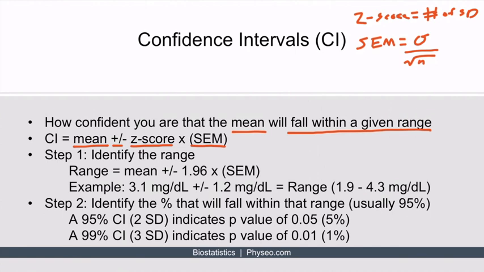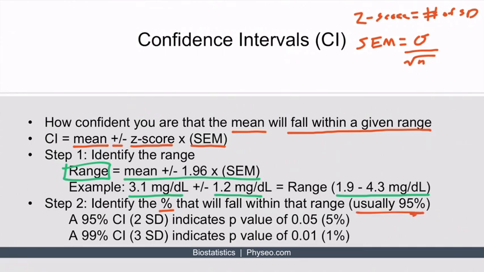And there are two basic segments to a confidence interval. There's the range, which is the calculation we just stated. An example would be 3.1 milligrams per deciliter plus or minus 1.2. Thus, the range is 1.9 to 4.3. The second segment of the confidence interval is the percent that will fall within that range.